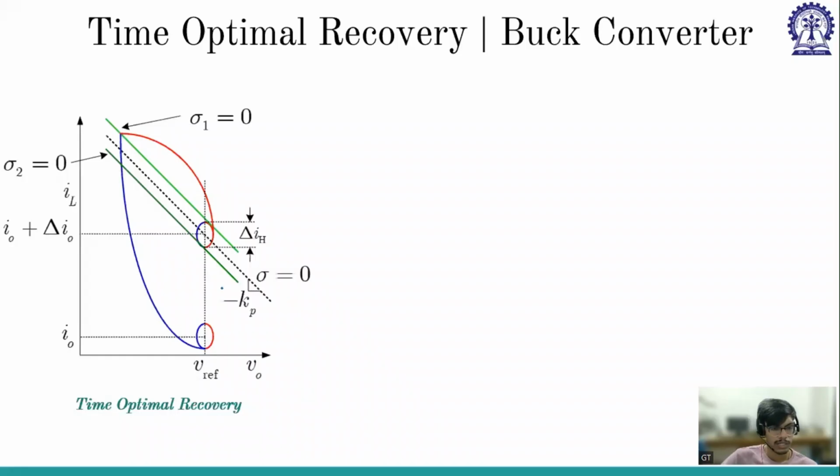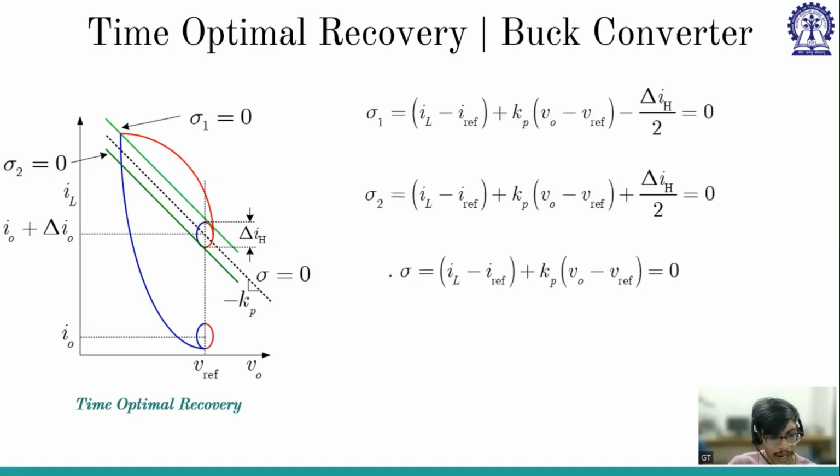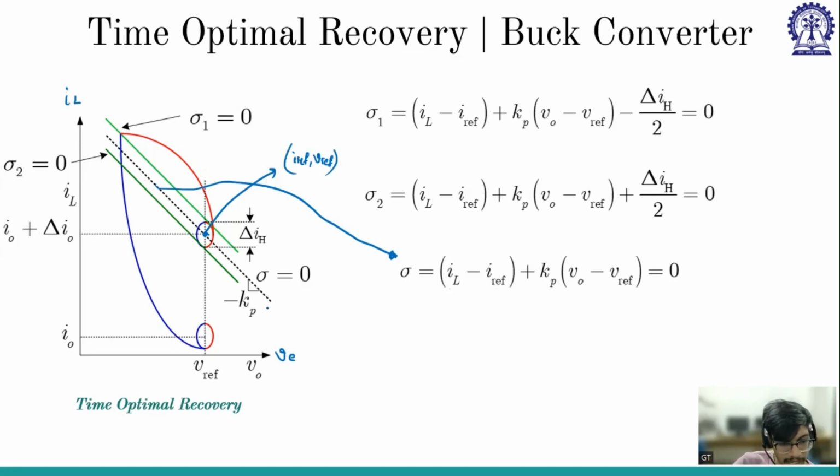And forget about sigma 1, sigma 2. I'll just summarize. So for sigma, here we are considering IL and here we are considering V naught. So the equation of this dotted line sigma will be IL minus I reference. I reference is my steady state point. So this is my steady state with I reference, comma, V reference. So my sigma is IL minus I reference and the gain is considering minus KP or plus KP into V0 minus V reference. So this is the equation of my sigma.